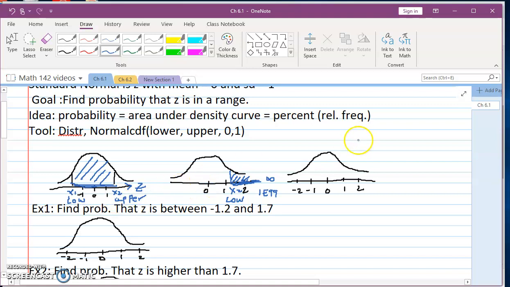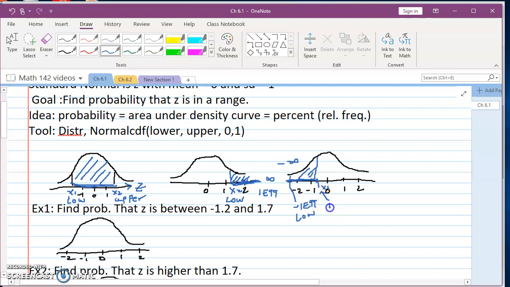If you want to find the probability that Z is less than a number, these are all numbers that are lower, and this is the area. In this case, what is our low number? Our low number is actually negative infinity. On the calculator, negative infinity will be negative 1e99. So this would be the lower, and this would be the upper.